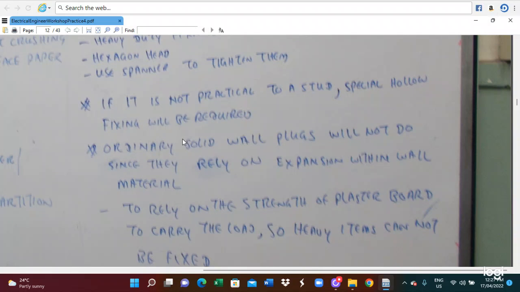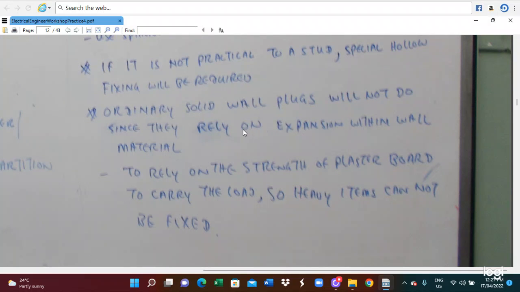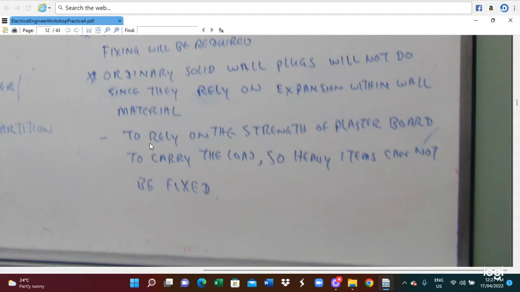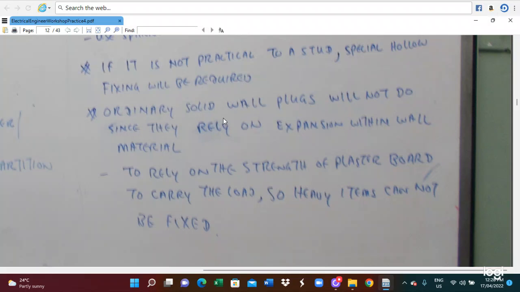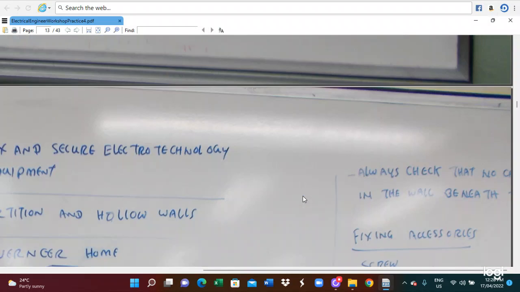If it is not practical to fix to a stud, special hollow fixings will be required. All these solid wall plugs will not do, since they rely on the expansion within the wall material. So you rely on the strength of the plasterboard to carry the load, and a heavy item cannot be fixed. So when you are using the plasterboard, there are limitations. You can't fix a heavy item.